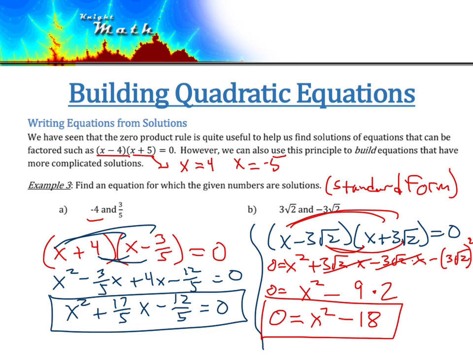Just remember that every zero or every solution that we have matches with one factor, one set of parentheses, and that solution is the number that makes this parenthesis equal to 0. And then distribute, and you got it. So that's how you can build a quadratic equation, or actually even a cubic equation like we did at the end there, out of the solutions.